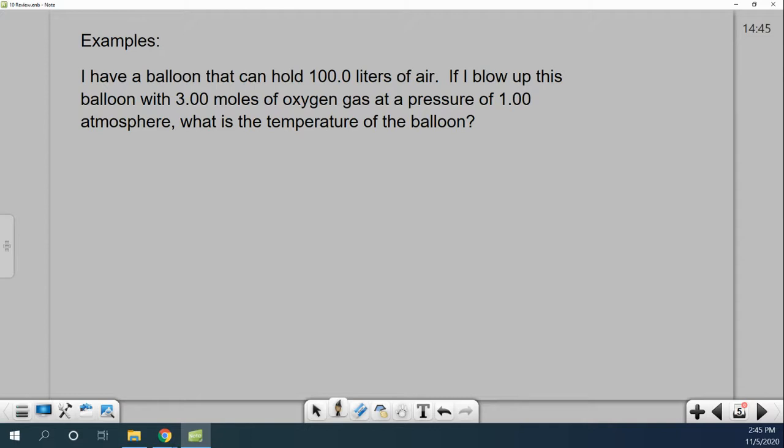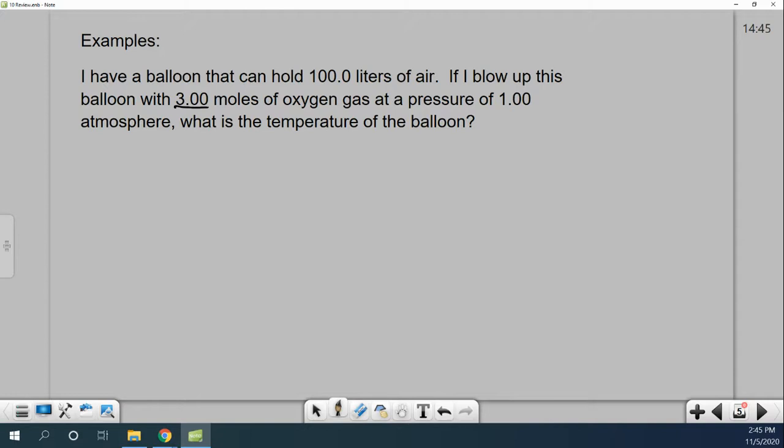If I blow up this balloon with 3 moles of oxygen gas, so I got 100 liters capacity, I'm going to put 3 moles of gas in there. And it's under 1 atmosphere, regular atmospheric pressure. What is the temperature of the balloon going to be? So let's think about this for a second. We know at regular temperature, a mole's 22.4. Let's just call it 20 liters, right? So if I got 3 moles times 20 liters, I'd only be putting 60 liters into a 100 liter tank. So I know that 60 liters is going to have to get a lot bigger.